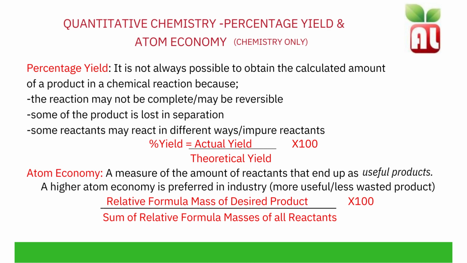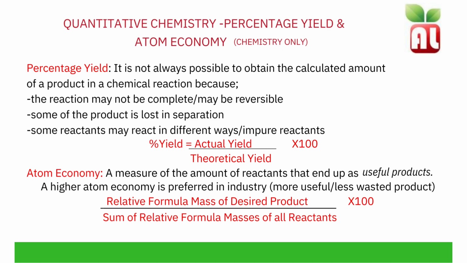To calculate percentage yield, you do the actual yield you obtain, divide that by the theoretical yield you have calculated, or that you expected to obtain using a mole calculation, and multiply that answer by 100.